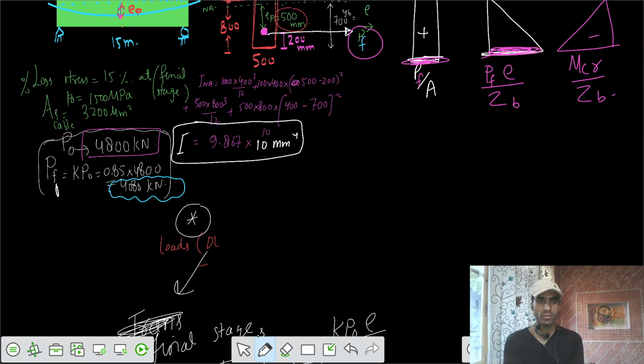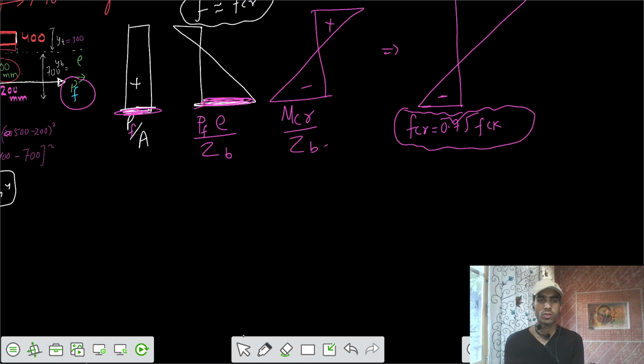This was the final force, K times P naught. Based on the losses, we have 15% losses. The steel area was provided to you, so everything is there, and we had that initial force of 4800 after the losses have been accounted for. So we have 4080 kilonewton. I would say 4080 into 10 power 3 newtons divided by the area of the cross section.